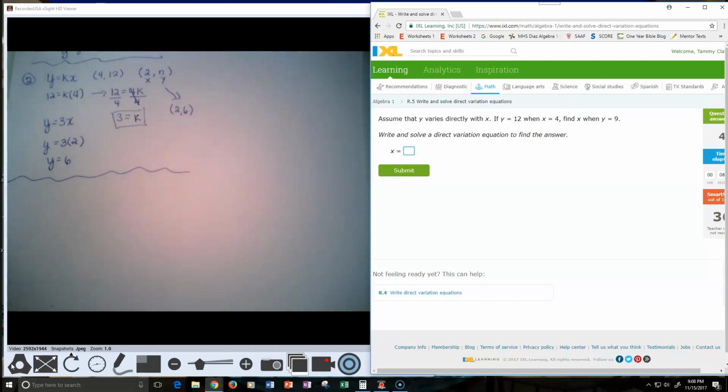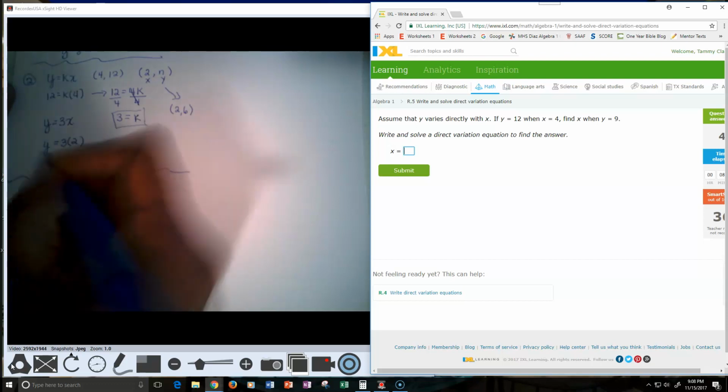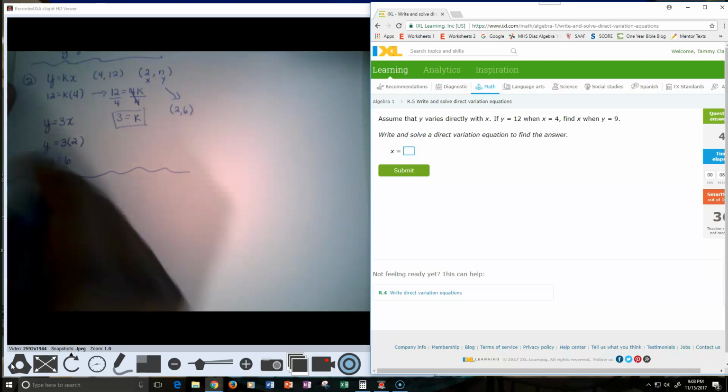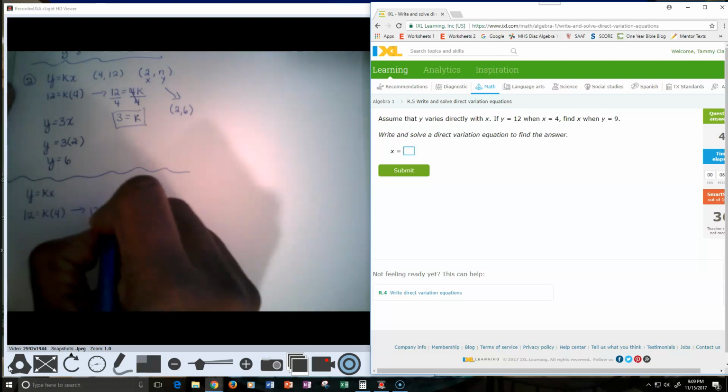In this example, it is a little bit different from what we've had before. This one says assume that y varies directly with x. That part is the same. But it says if y is equal to 12 when x is equal to 4, this time we're asked to find x when y is equal to 9. Write and solve a direct variation equation to find the answer. So we start off the same way with y is equal to k multiplied by x. We replace or substitute our y and x values. So y is 12. We don't know what k is, but we know x is 4. So we have 12 is equal to 4k.